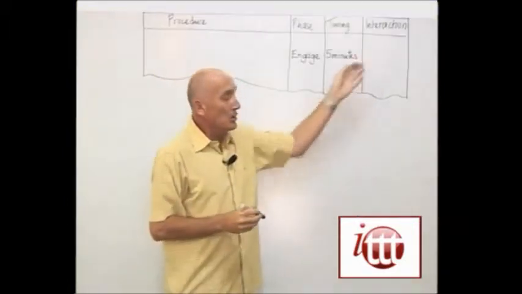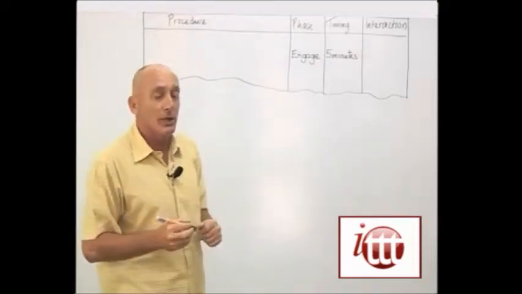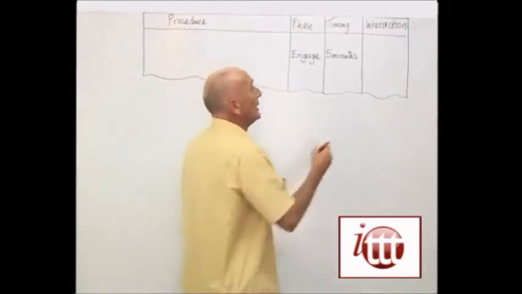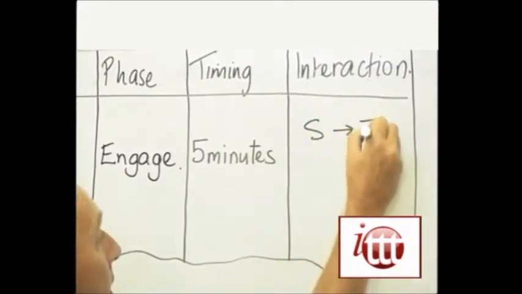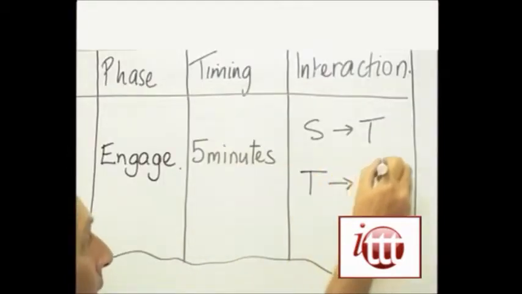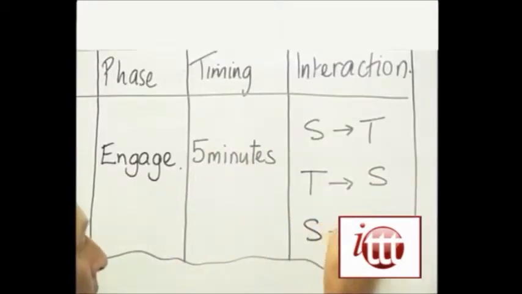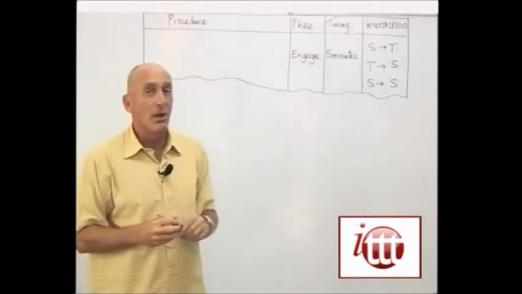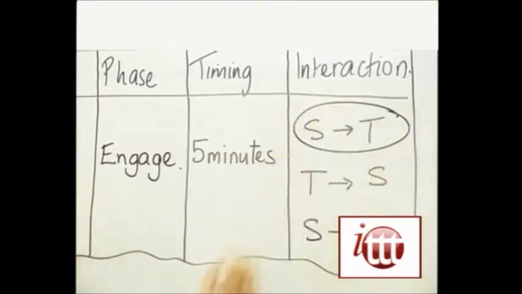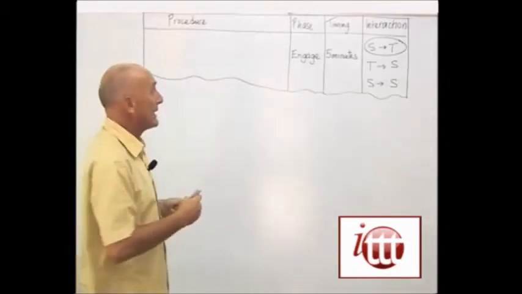And in the interaction box, what I'm going to do is to put down what I think is going to be the major overall interaction during that particular part of the lesson. There are three choices that we can use in this particular one. Either the students will be talking mainly to the teacher. The teacher will be talking mainly to the students. All the students will be talking to each other. For my particular plan, the students, on the whole, will be talking to me. So, what am I going to do in my engage phase?